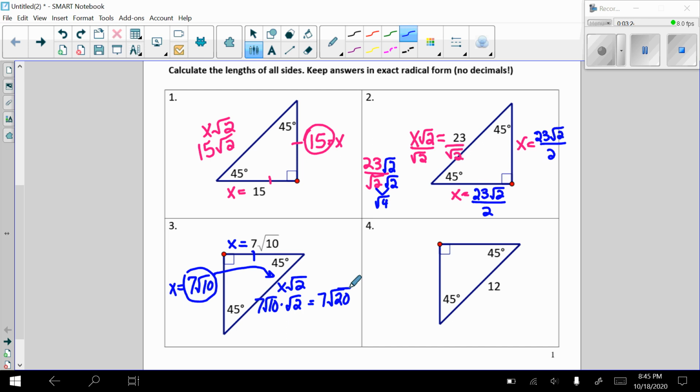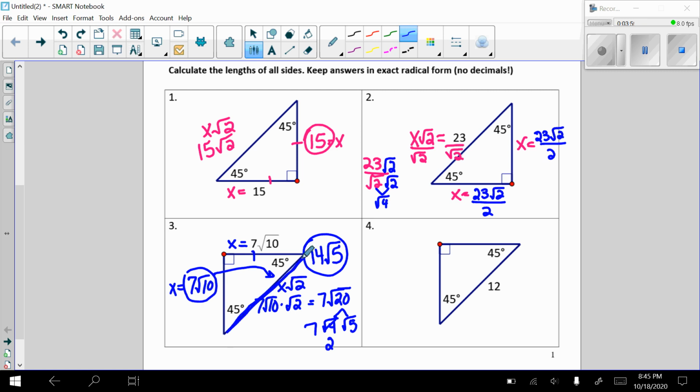Now, hopefully you can look at that 20 and say, wait a second, I know there's a perfect square that goes into 20. 20 can be broken down to be the square root of 4 times the square root of 5. So in cleaning this up and expressing it properly, we would make the square root of 4 2. And 7 times 2 times root 5 is 14 root 5. And that is the exact simplified length of this hypotenuse.